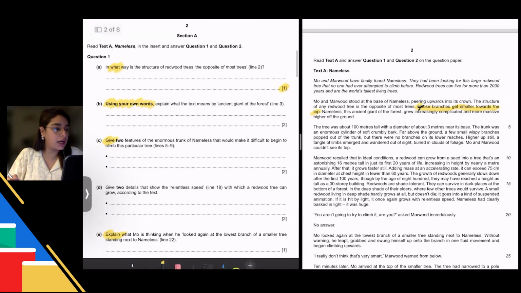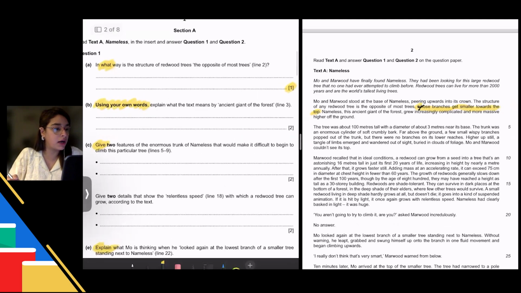Whereas the next question asks us to talk about what the text means by ancient giant of the forest in line 3, but we need to explain this in our own words. So the question at hand basically asks us to talk about how the text identifies the forest as something that is an ancient giant. Now, in this case, if you look at the question, this is a 2-mark question. So keep in mind the question mark is actually going to help you identify how much information you should mention.